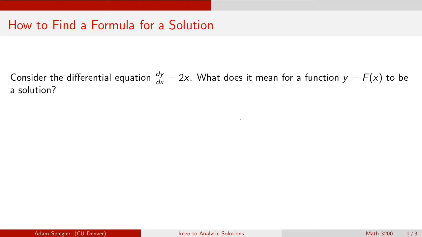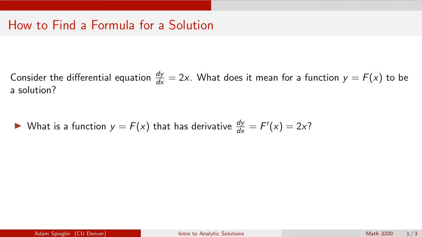Hi everyone, so in this video we are going to give a little introduction into what are solutions to differential equations, and we'll solve some differential equations that you may have already seen and solved before. So let's first consider what would a solution to the differential equation dy/dx equals 2x, what would it mean to be a solution to that differential equation?